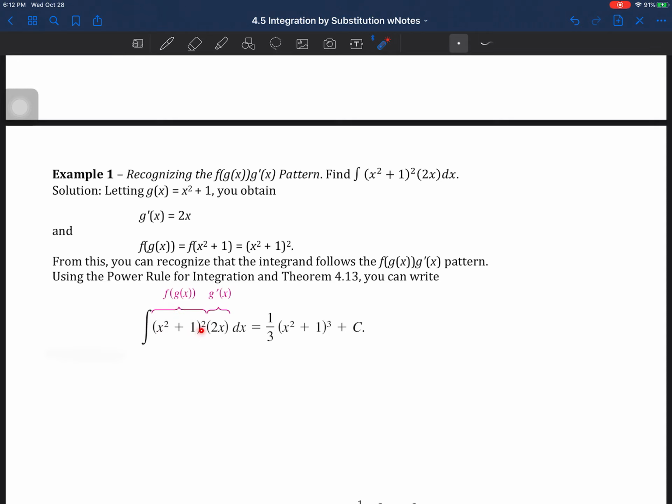The function square is your f. So what do we do? We add 1, because it's a square, that means it's a power. We have to use the power rule for integration, and the power rule of integration states that we have to add 1 to the power and divide by the new power.